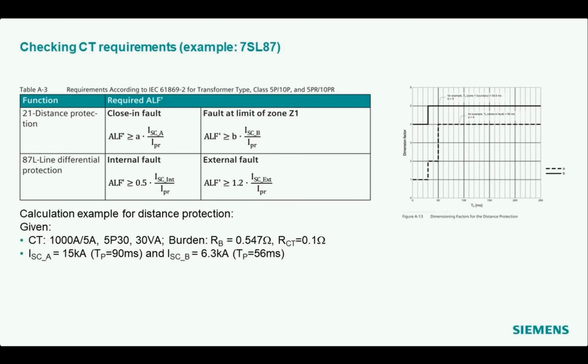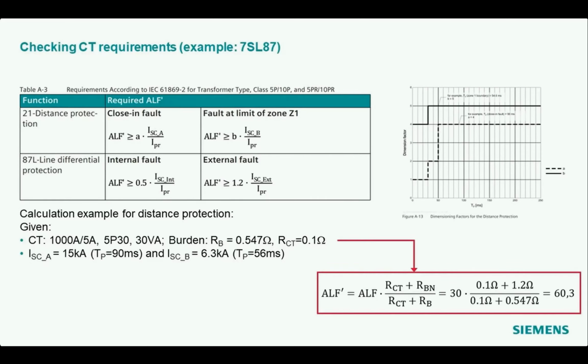The current transformer in this case is a 1000 amp to 5 amp, in this case 5 amp rated secondary current, and it's a 5P30, 5 plus minus 5%, P class at 30 times nominal current with rated burden of 30 VA, and the actual burden is 0.547 ohms, and the winding resistance of the current transformer is 0.1 ohm. And with these values we can check the requirements.